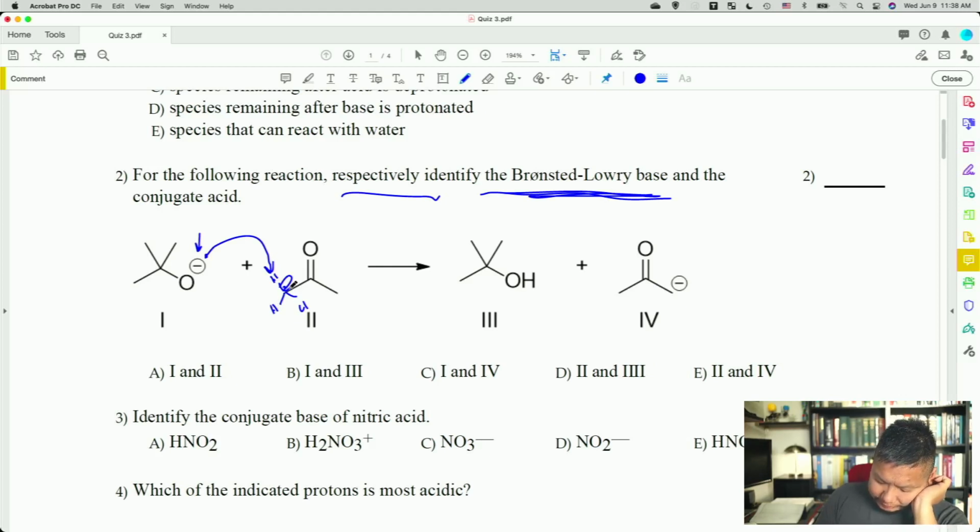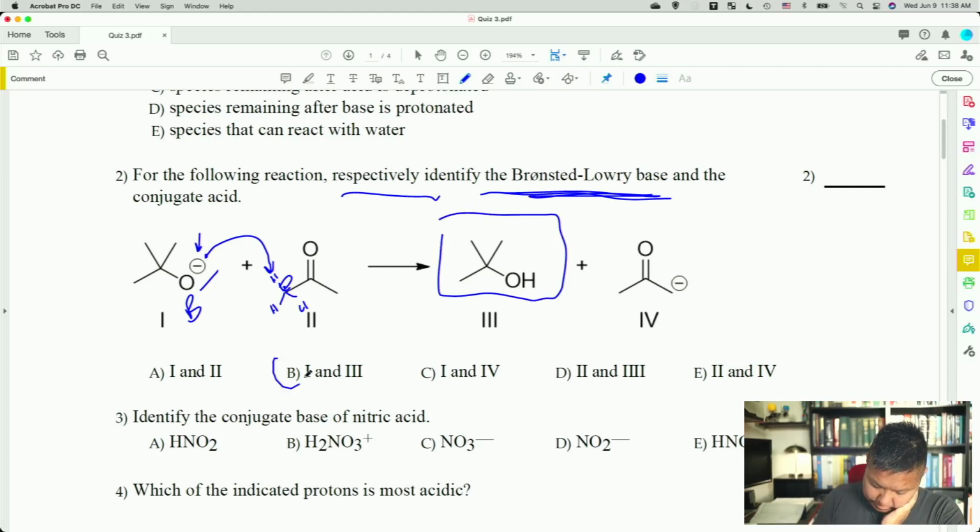And so since this is the base, this is the Bronsted-Lowry base, it's pulling off the proton. It's gaining a proton on that O, which means this is the corresponding conjugate acid. So the answer is B, structures 1 and 3.